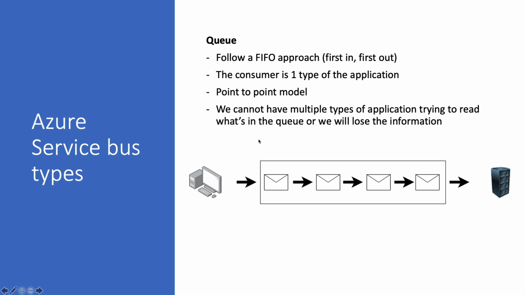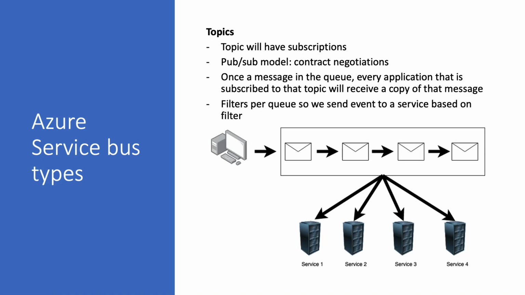Let's do a quick summary. Basically we just have one queue, or let's say one drawer. All of this information is going in, and the service is picking up one at a time, taking it on first in, first out. So the FIFO model.